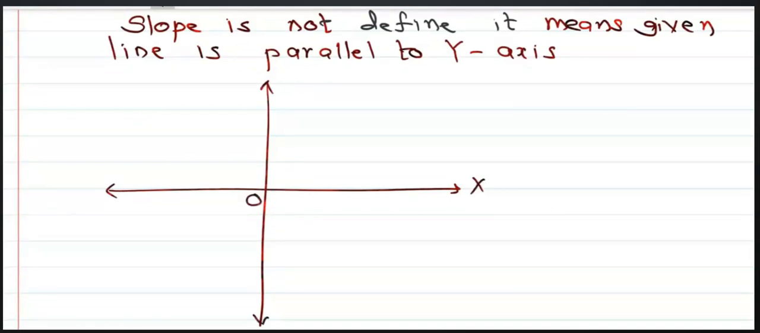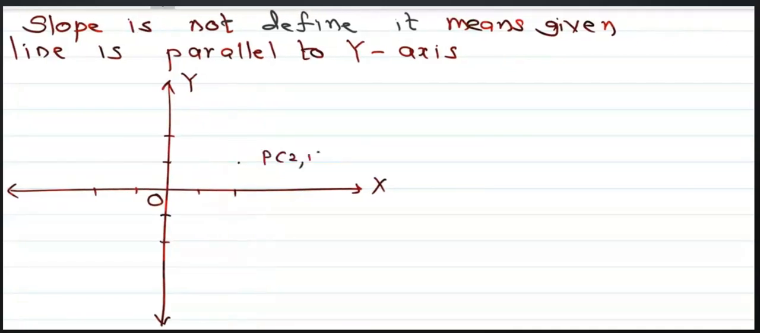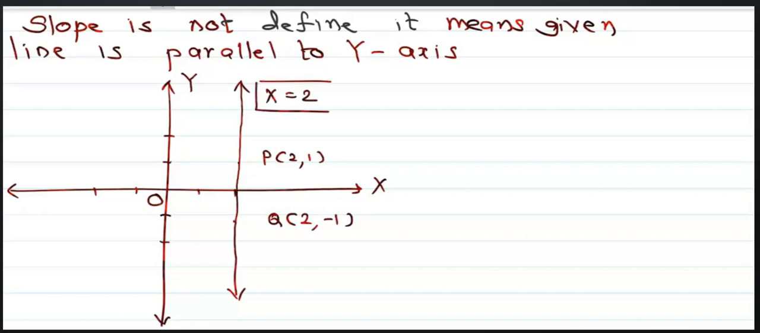See this? If we draw this coordinate geometry, then you will realize that the given line is parallel to the y-axis, whose x coordinate is constant and y is changing, and therefore the equation of the line is x is equal to 2.